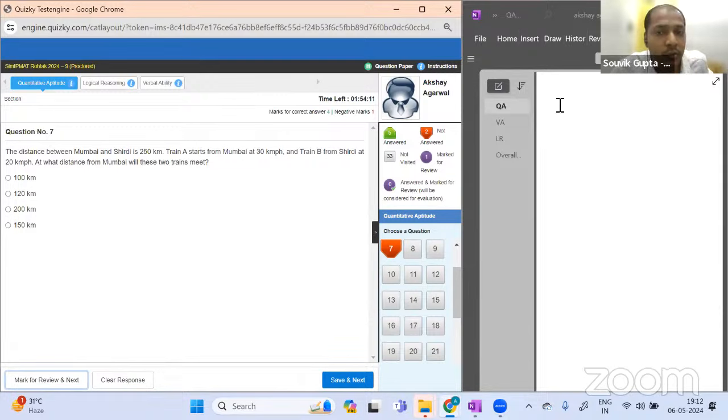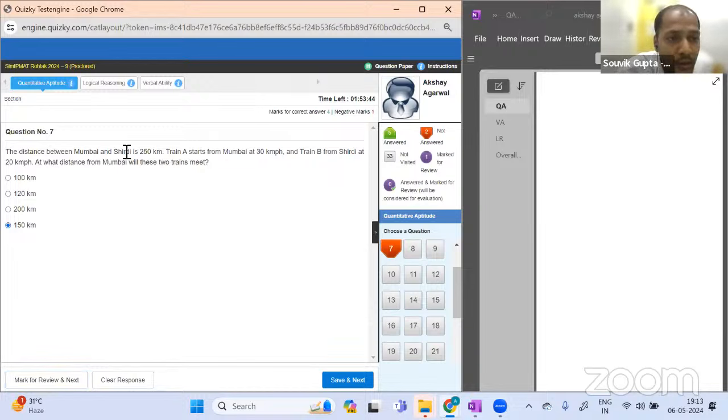Distance between Mumbai and Shirdi is 250 kilometers. Train A starts from Mumbai at 30 and B starts from Shirdi at 20. At what distance from Mumbai will these two trains meet? Speed ka ratio is 3 is to 2. Therefore, the distances that they'll cover when they meet each other would also be in the ratio 3 is to 2. So Mumbai wala train is 3 parts. So therefore, 150 kilometers. They'll meet at 150 kilometers from Mumbai.